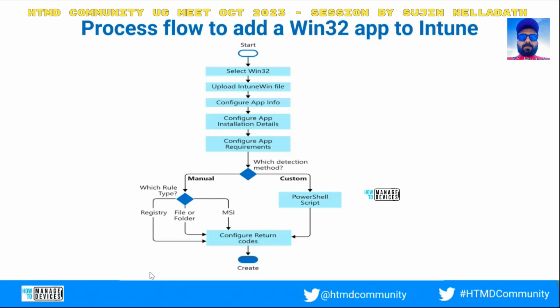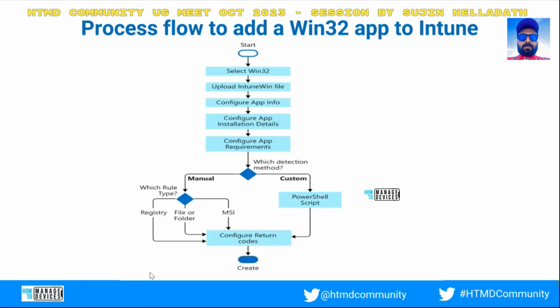So then you will configure over there. You will put all the information that you require, whatever the portal asks for. You will fill that in, right? Once all that's done, you will configure the app requirement. There are some dependencies that need to be done. There are some detection methods you must set up, right?